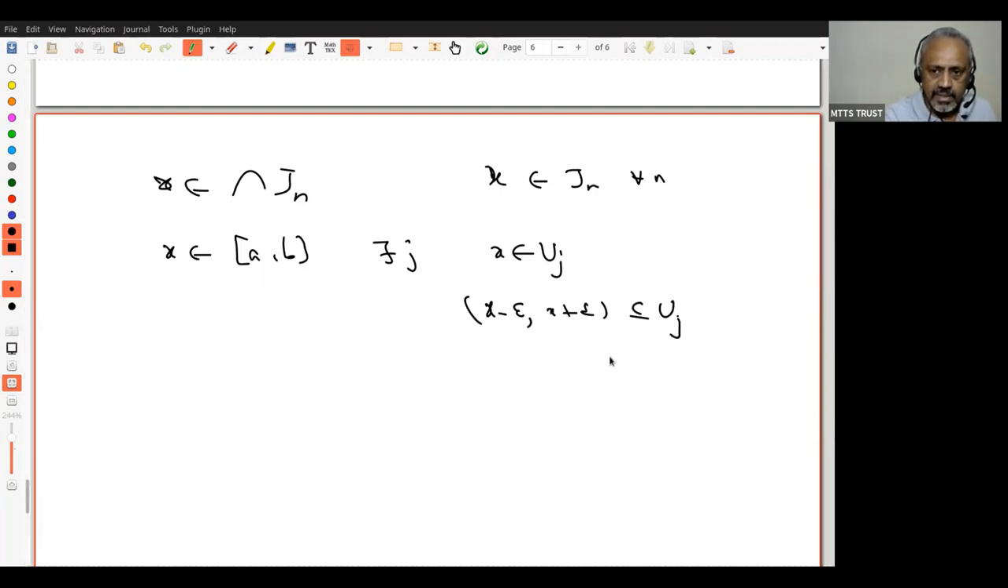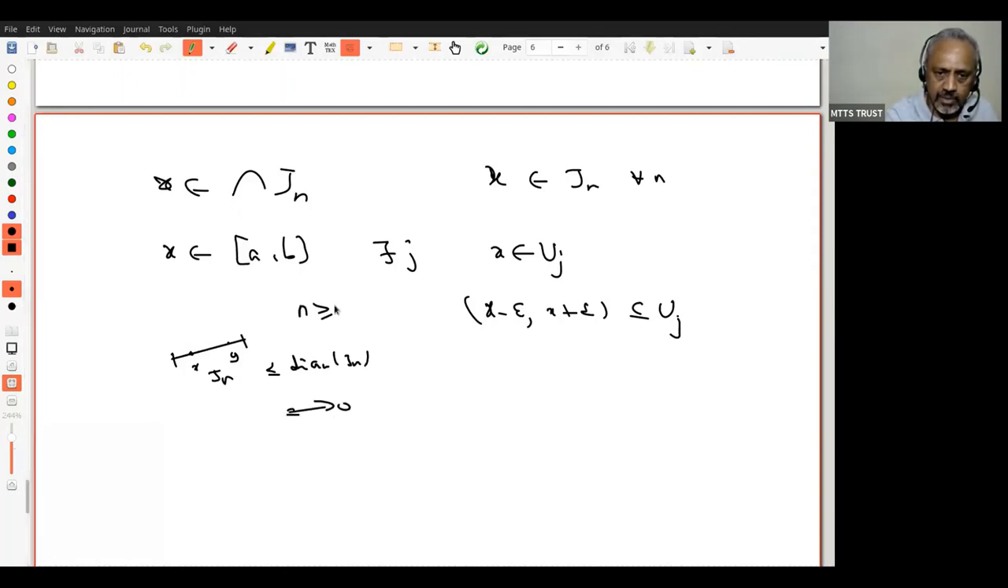Do you agree with that? Okay. But remember, x belongs to Jn. Therefore, Jn is some interval. This is my Jn, and x may be somewhere here. Now notice the distance between any point y and x here. That will be less than the diameter of Jn, which is the length of Jn, which goes to 0.